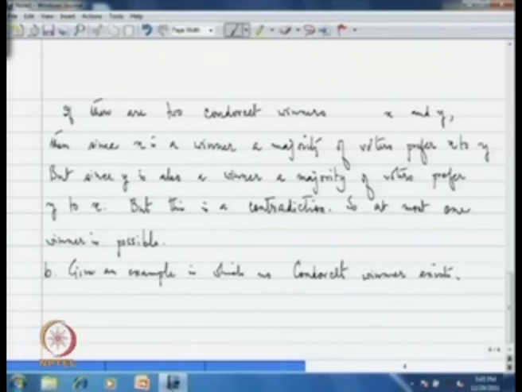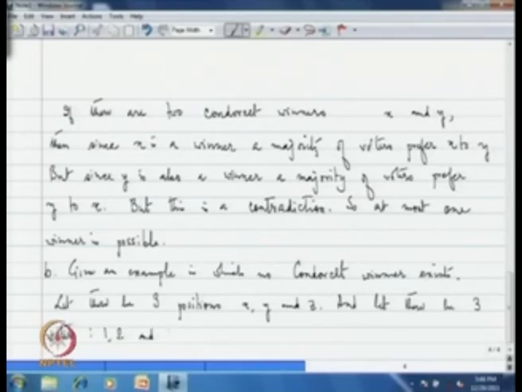B is saying, give an example in which no Condorcet winner exists. So, we have to just construct an example where there are no Condorcet winners. Let x, y, z be three positions and let there be three voters, 1, 2, and 3. So, these voters are called voter 1, voter 2 and voter 3.